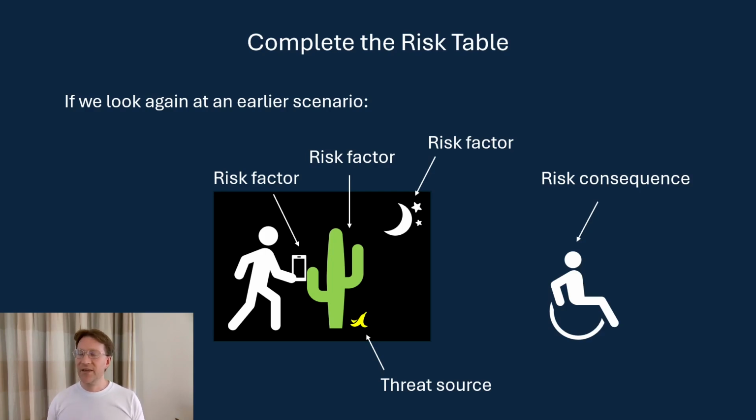The cactus is a risk factor because if the person slips over, they may normally just fall onto the ground and could hurt themselves that way. But because the cactus is there, they could fall onto the cactus first, get stabbed by all the prickles, then they hit the ground. So the fact that the cactus is right next to the banana peel means the severity or the impact of the risk is higher. And then the person in the wheelchair is the risk consequence. This represents the person being hurt after this risk eventuates.